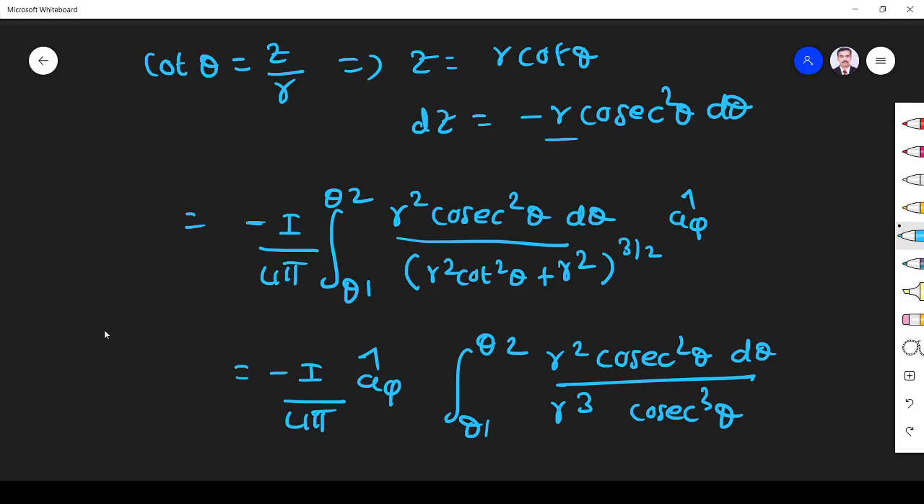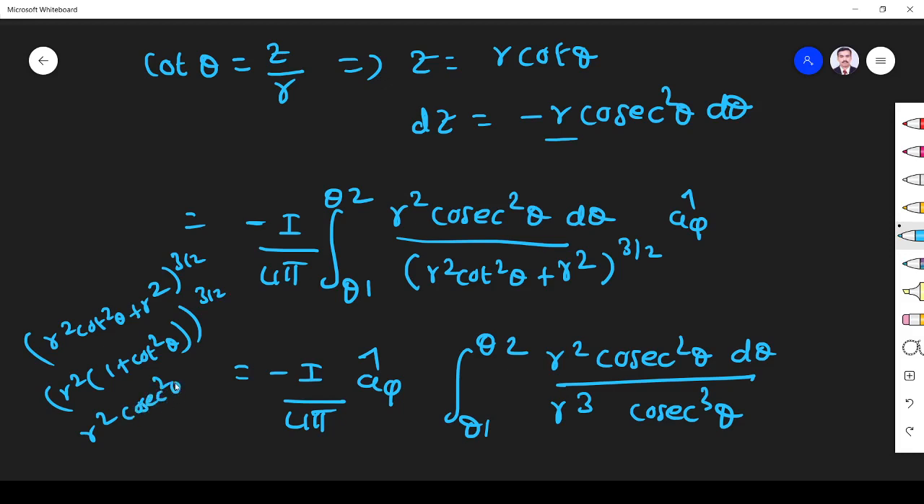If you have any doubt: r squared cot square theta plus r squared, you take r squared outside, 1 plus cot square theta, right? To the power 3 by 2. So r squared 1 plus cot square, cosecant square theta to the 3 by 2. So r squared into 3 by 2, 2 into 1.5 is 3. Similarly, cosecant square to the 3 by 2, 2 into 1.5, 3 by 2 is 1.5, so it is cosecant cube theta.